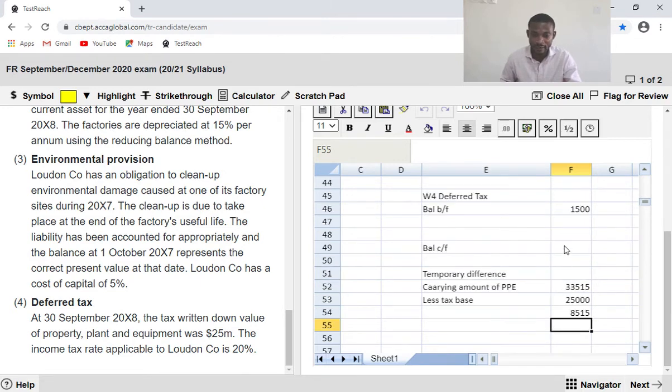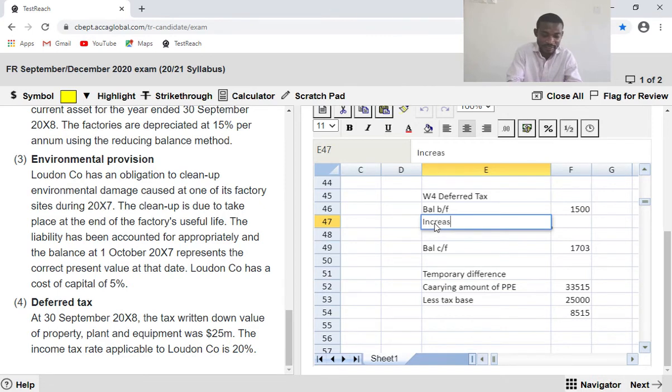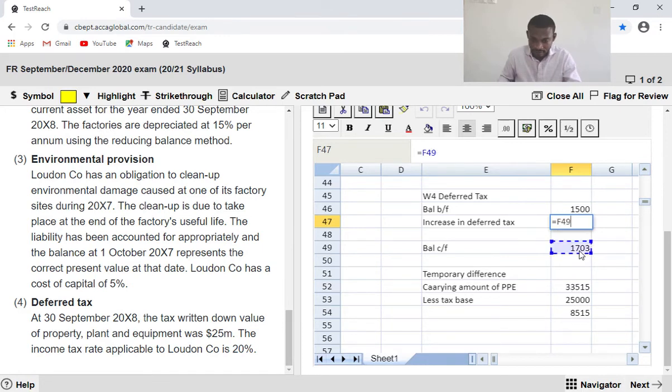So what I will need here for the deferred tax closing balance, it should be equal to the temporary difference times the tax rate of 20%, that's 0.2, and I will enter. So look at it. The closing balance, the opening balance, the difference will be an increase. So we say increase in deferred tax, and that should go to P&L. So I'll bring it here and say this minus this, that's the increase, 203.